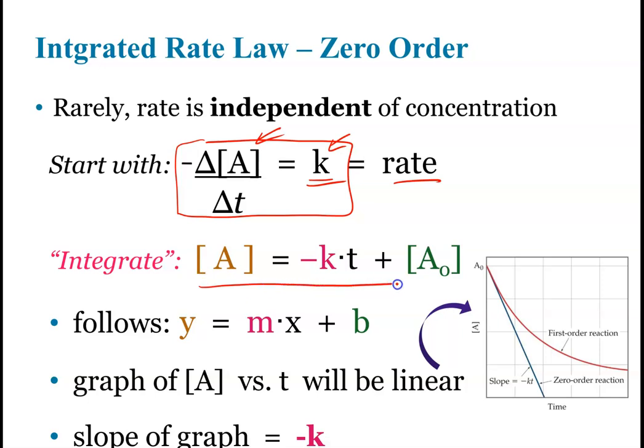The concentration of A equals negative kt plus the initial concentration of A. So the concentration at any time down the road, that's the equation it's going to follow. Once again, this follows a linear equation pattern. And it turns out that the graph of the concentration of A versus time will be linear, and the y-intercept will be the initial concentration of A. Once again, the slope of this graph will be the negative value of the rate law constant.